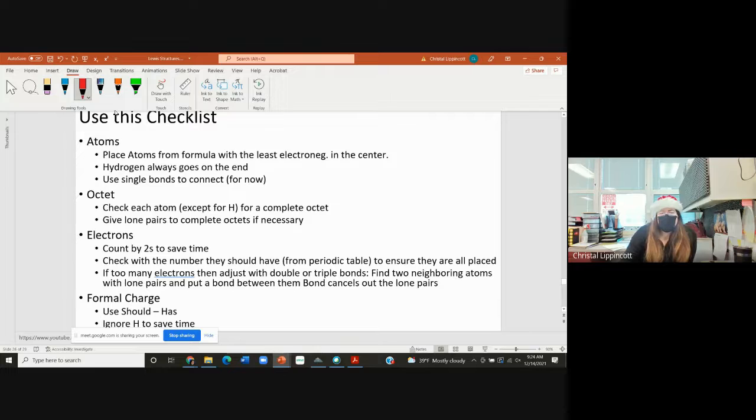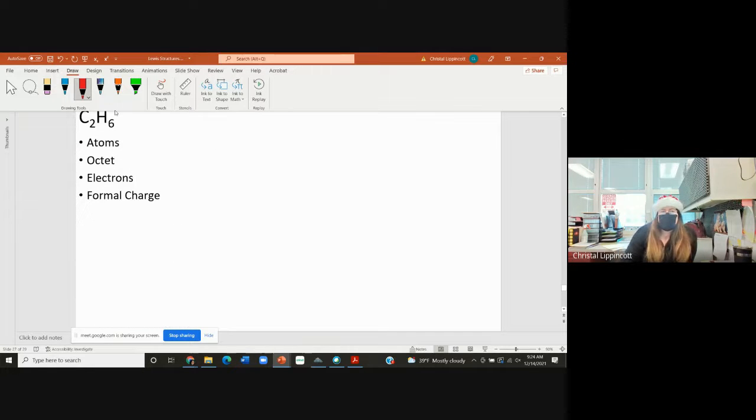All right. So when you're doing these, you need to make sure that you have the least electronegative element in the center. Hydrogen always goes on the end. You want to make sure that you have a complete octet, except for hydrogen, of course, because it's a duet. You want to have your electrons paired up at least, and then your formal charge should add up to the charge. All right, so try to draw this guy keeping these things in mind.